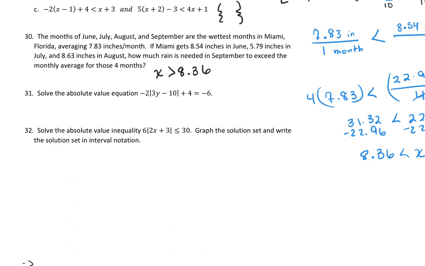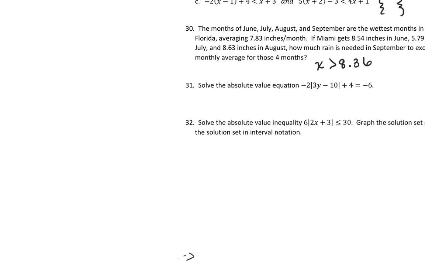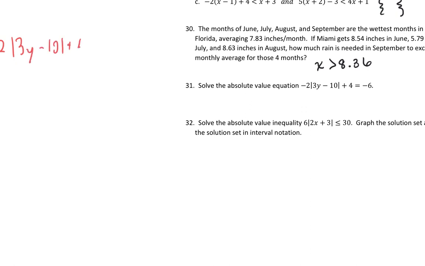Okay, so for number 31, we have to solve the absolute value equation: -2 times the absolute value of 3y minus 10 plus 4 equals -6. So the first thing I'm going to do, I'll write over on the left, oops, missed some of the stuff I was erasing. First I'm going to rewrite the equation. -2, absolute value of 3y minus 10 plus 4 equals -6. So first thing I'm going to do is bring this plus 4 over. The idea is I'm trying to get this absolute value term by itself.